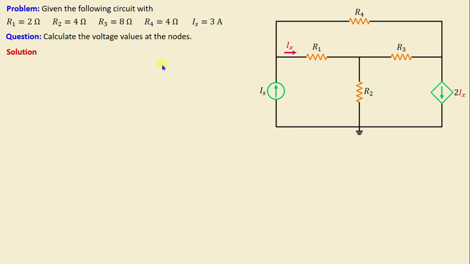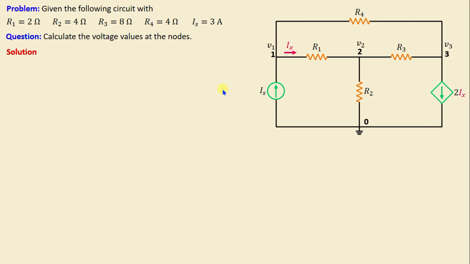First, let's start by labeling all the nodes in the circuits. I will consider this node as node 1, this node as node 2, and this node as node 3. After, we will assign the voltages V1, V2, and V3 respectively to those 3 nodes. Next, you will need to select a reference node in the circuit. The reference node is typically chosen as the node with the most connections or as the ground node.